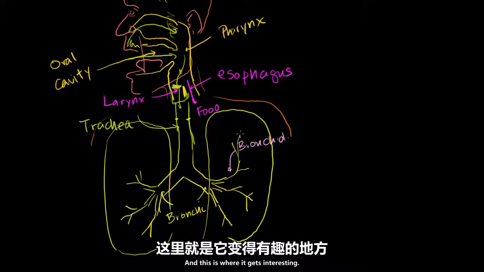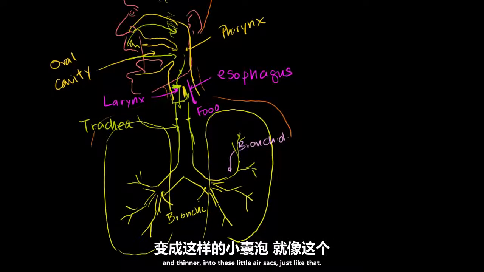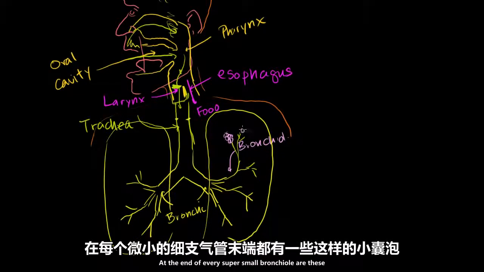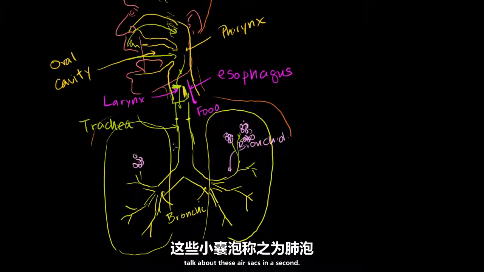And this is where it gets interesting. They keep dividing smaller and smaller, thinner and thinner and thinner, into these little air sacs. These little air sacs, just like that. At the end of every super small bronchiole are these little air sacs. Super small air sacs. And I'm going to talk about these air sacs in a second. And these are called alveoli.